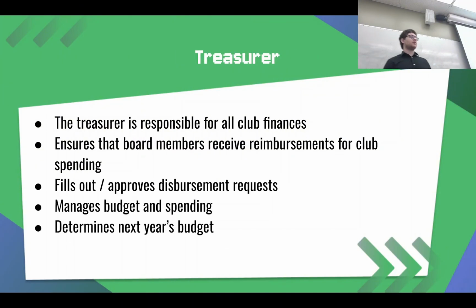Treasurer is responsible for all the club finances. They ensure that the board members receive reimbursements for the club spending, at least as much as they can. Usually it's out of our hands. We do the disbursement forms, and then we get our money a year later. Some people from 2 years ago have not received their money yet, which is concerning. Anyways, they fill out and approve disbursement requests. The approval also comes from presidents and authorized signers. And they manage the budget and spending, and they determine the next year's budget.